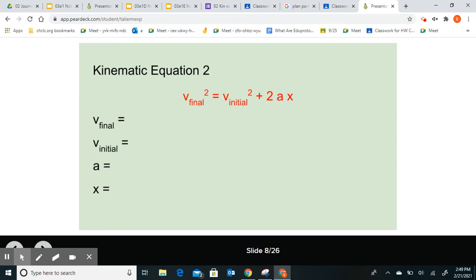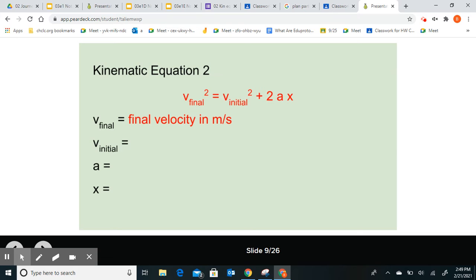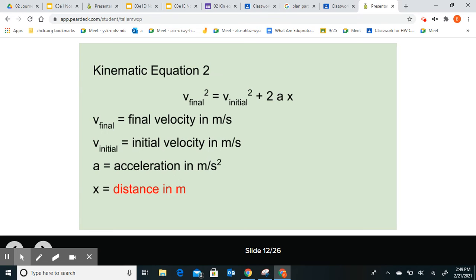All right, so let's look at our kinematic equation 2. V final, of course, is our final velocity in meters per second. Then we have V initial, which is our initial velocity in meters per second. A is the acceleration in meters per second squared. And please keep in mind it is second squared because acceleration is the change in rate of velocity. And then we have x, which is distance in meters. And one thing I want you to notice here is there is no time in this equation, which is different because the last one did have time.